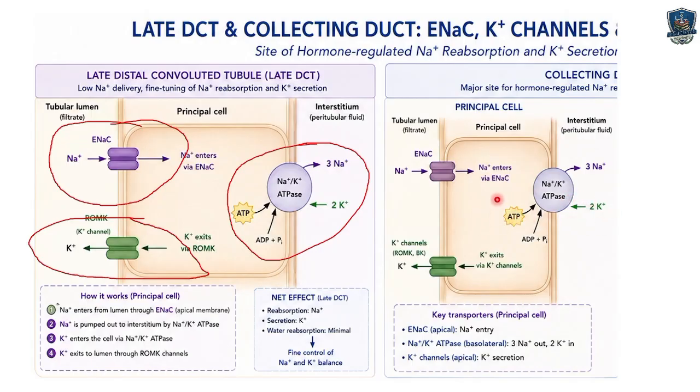The potassium ions will lead to an increase of potassium concentration in the principal cell. So the increased potassium concentration will lead to movement of potassium from the principal cell to the urine. And that's why we always say aldosterone hormone promotes sodium reabsorption and potassium excretion. That's what I've just tried to explain.